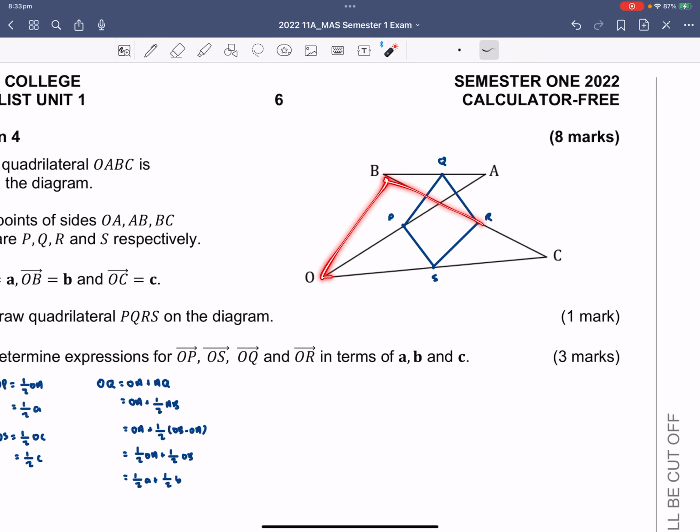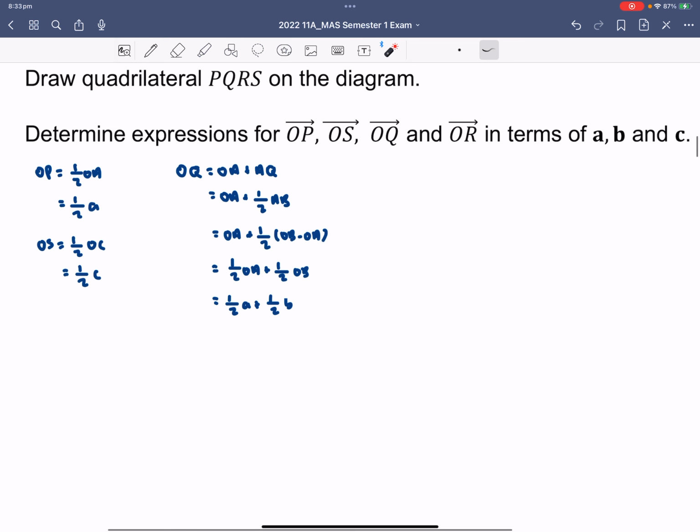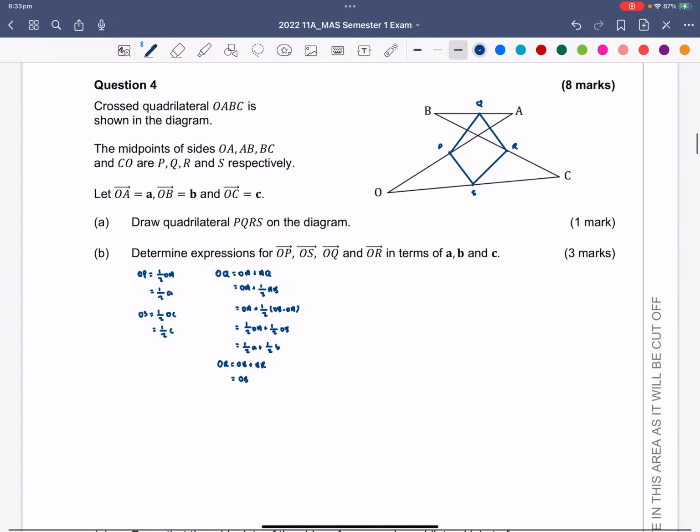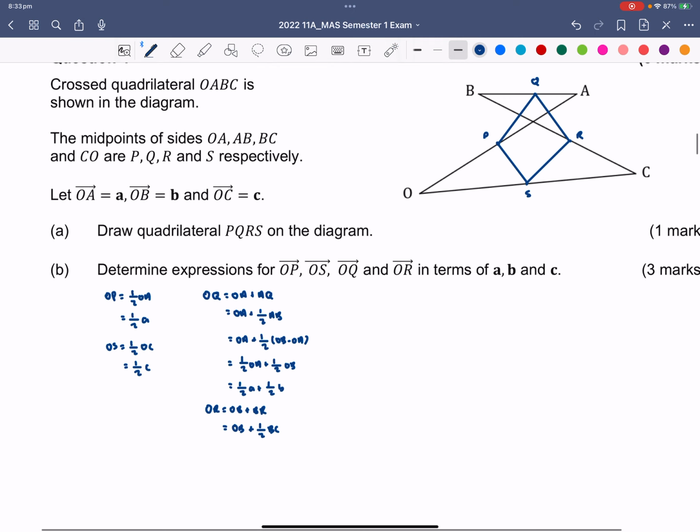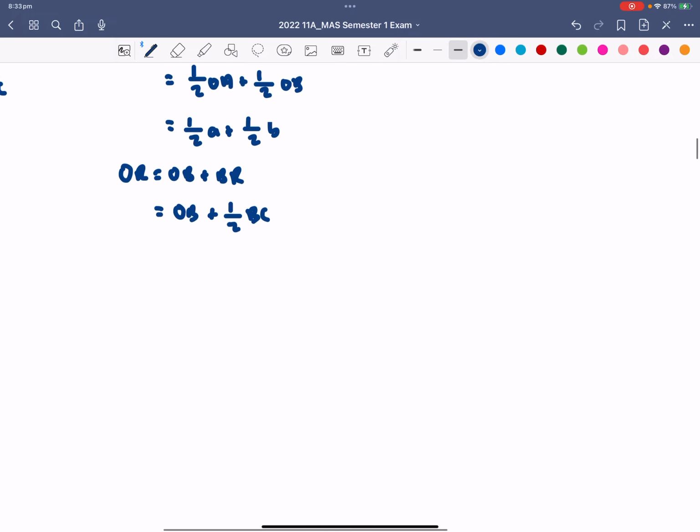Okay, OR is O to B plus B to R. I'm sure the class appreciates that B to R is halfway from B to C because it's the midpoint. We literally got told that R was the midpoint of BC. Now it's easy. We have an origin, so we do everything in terms of the origin. Another way of writing BC is just OC take OB.